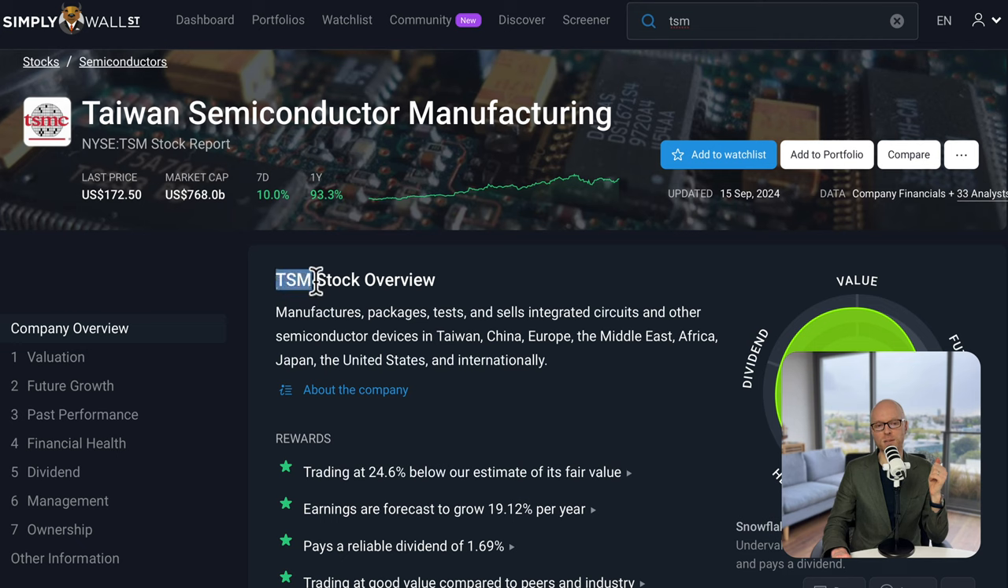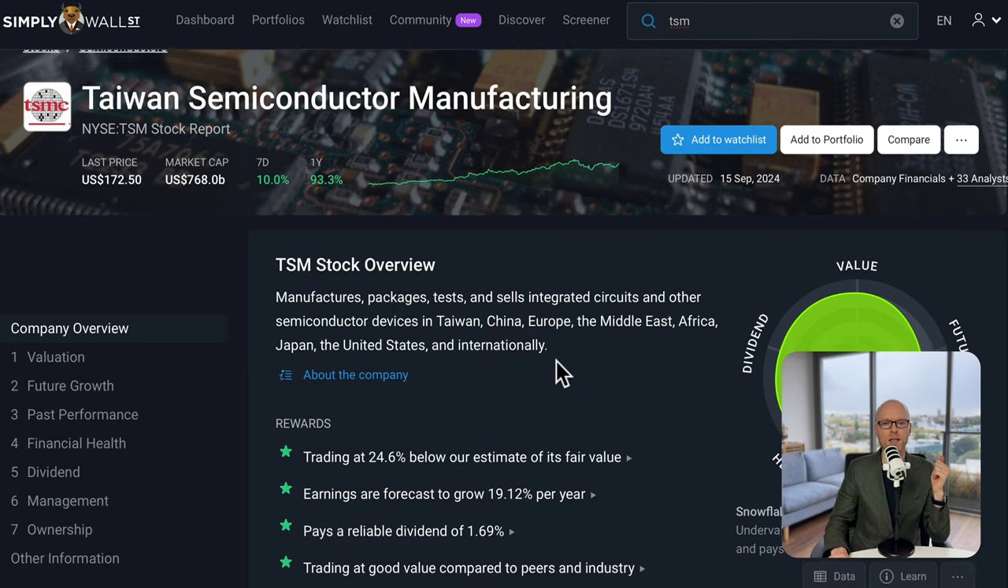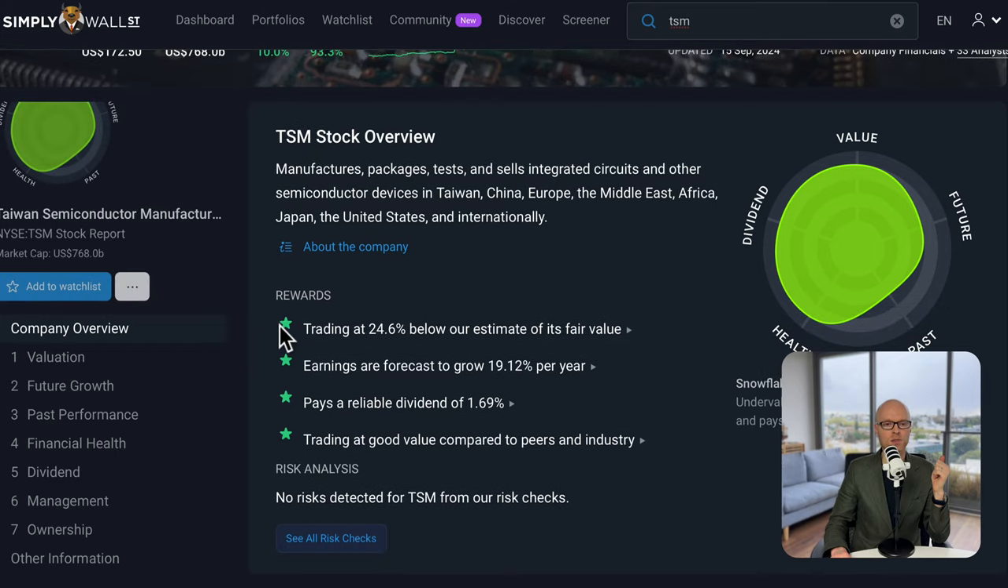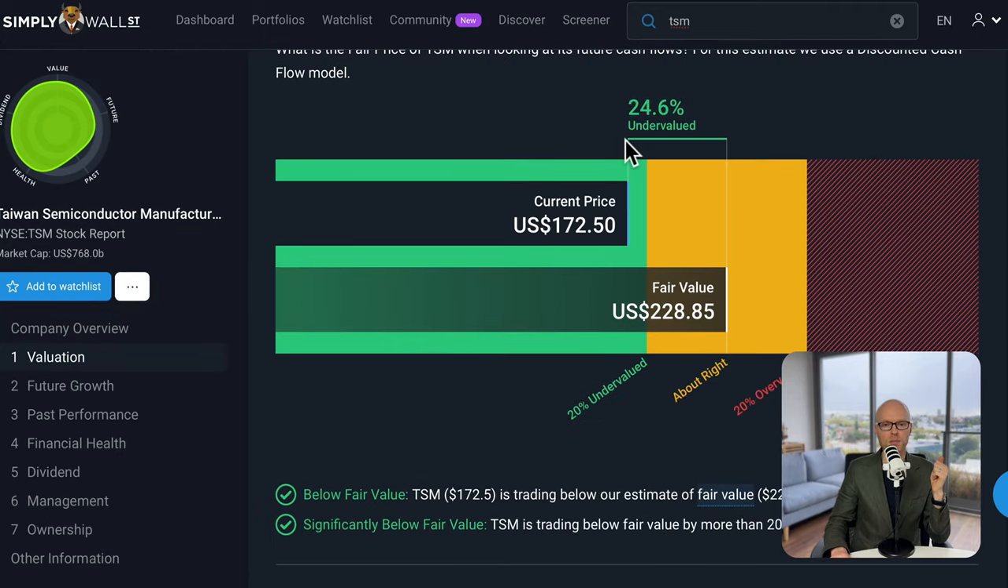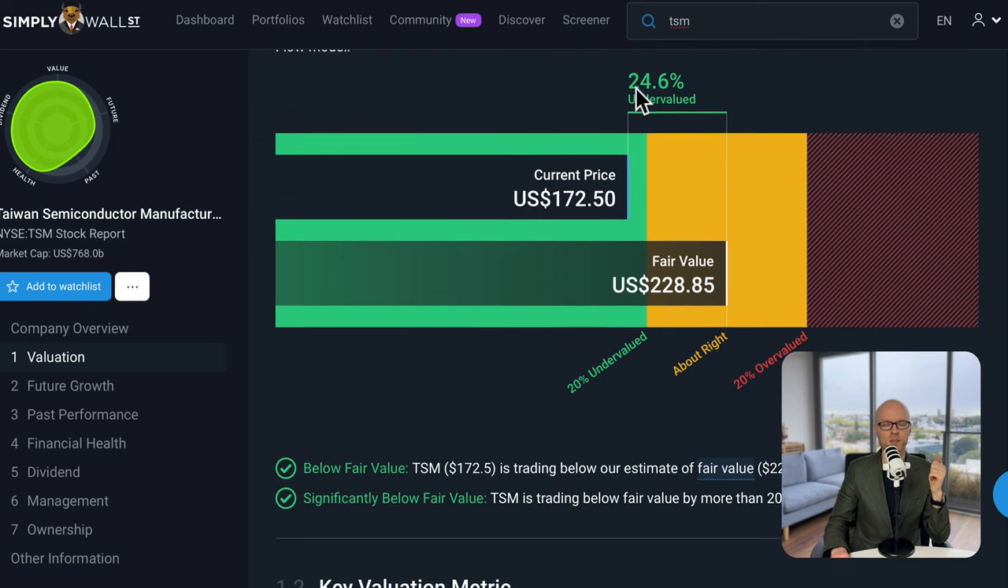It is called TSM. They basically manufacture chips and GPUs for Nvidia, Qualcomm, Apple, and many other companies. As you can see here, Simply Wall Street says they are trading 24% below fair value. Earnings are forecast to grow by 19% per year. And they believe the fair value of the stock is $228, so it is undervalued by 24%.